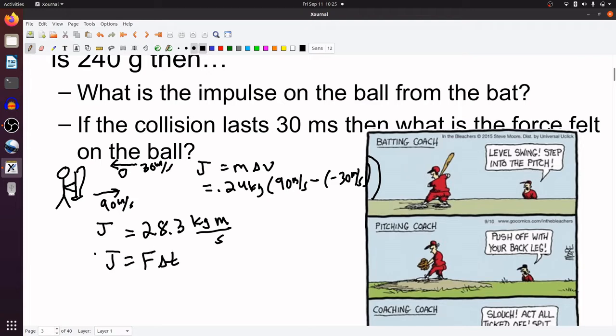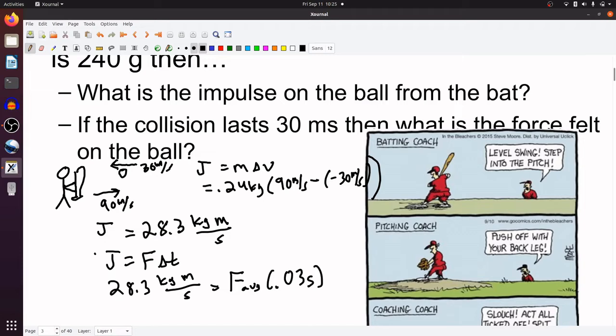And so I take my 28.3 kilogram meter per second, and I set it equal to the average force. Sometimes I'll just put F, and I really should put F average. I apologize. And then 30 milliseconds. So a lot of collision times aren't going to be very long, so pay attention to the time. That's a millisecond. Milli is 1/1000th of. So it's actually going to be 0.03 seconds to find that collision time.